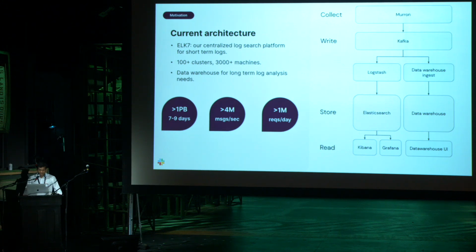So what is the current architecture of log search at Slack? Today, our log search platform consists of Elasticsearch 7. We run about 100 clusters across 3,000 plus machines. And we recommend our users use the data warehouse for long-term analytics. Currently, we manage about a petabyte of data, and the retention is somewhere between 7 and 9 days depending on the data set.